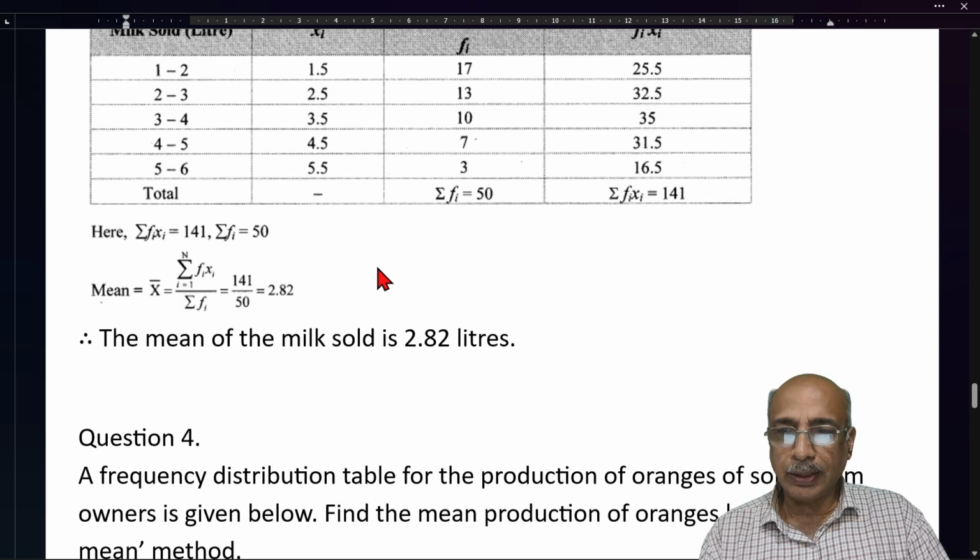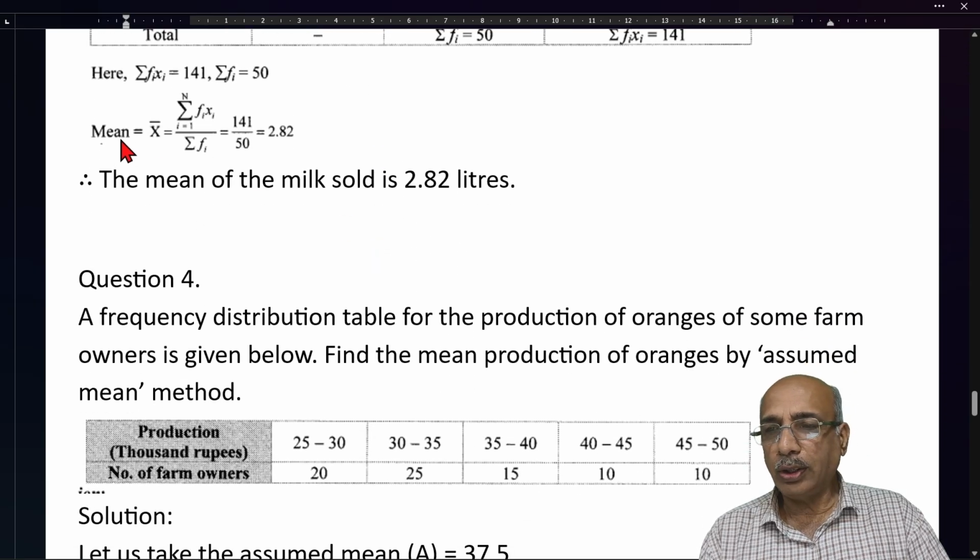Direct method it is. So directly we'll find out the mean x bar equals, by the formula substituting the values, we get 2.82. The mean of the milk sold is 2.82 liters.